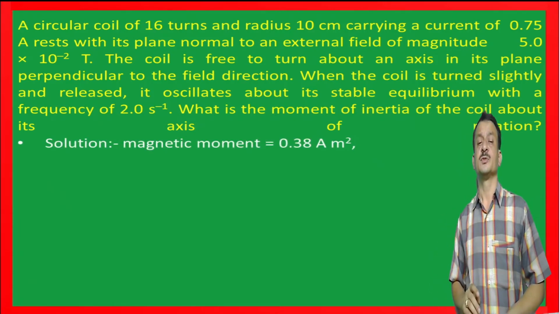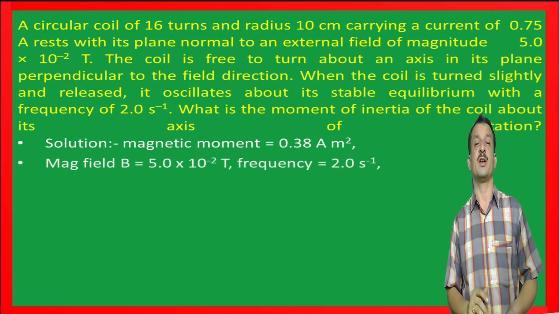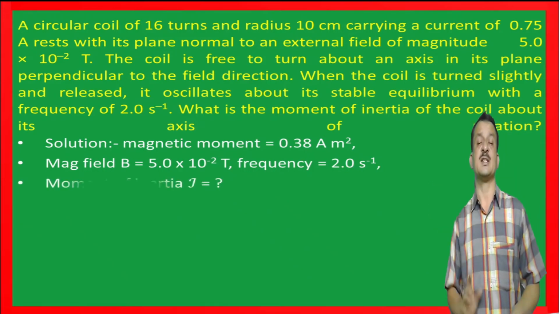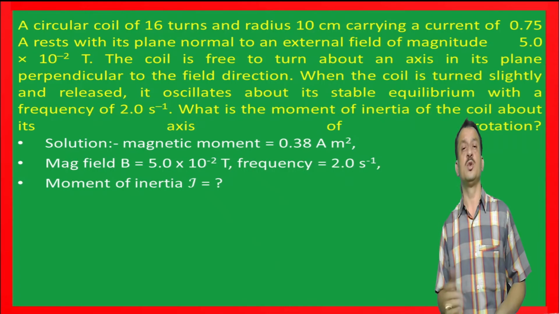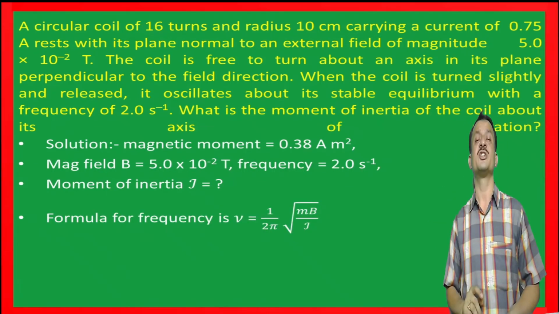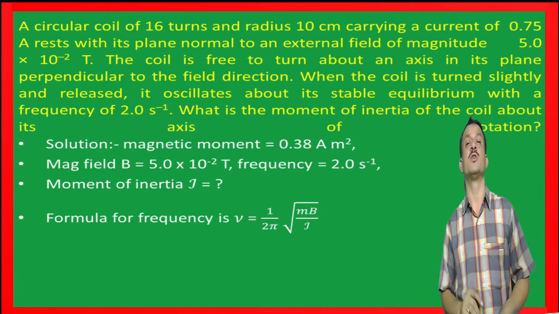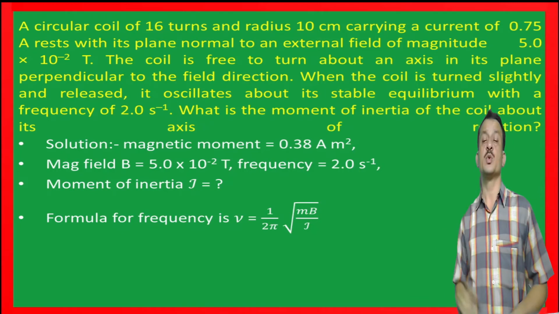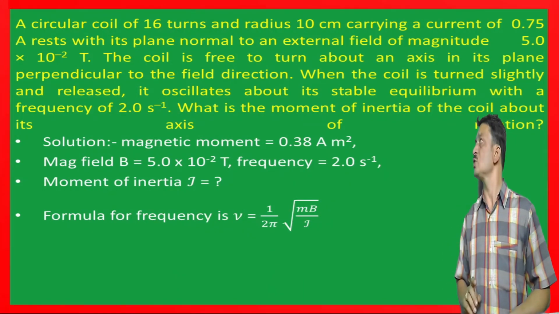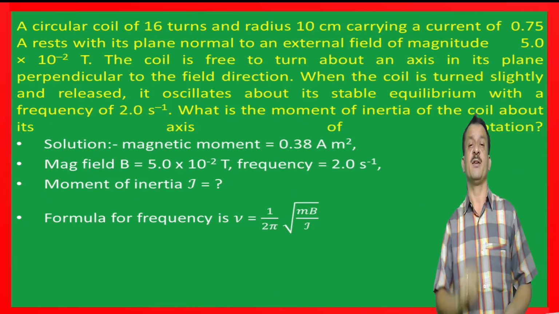Next, we have the magnetic moment 0.38 ampere meter square. Now the external magnetic field 5 into 10 to the minus 2 Tesla, and frequency is 2 per second. Now we have to calculate what is the moment of inertia. We know the formula for frequency nu is equal to 1 by 2 pi square root of mB by I.